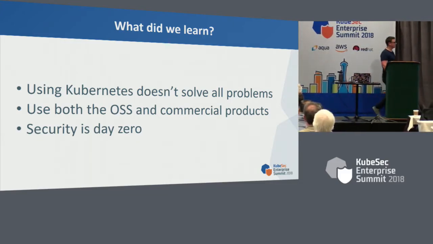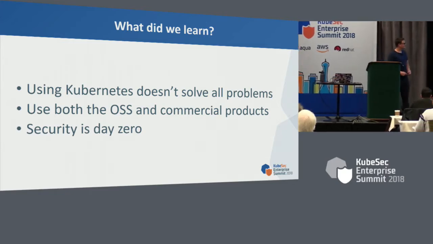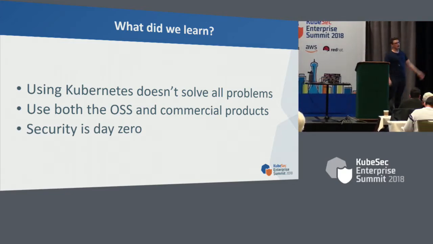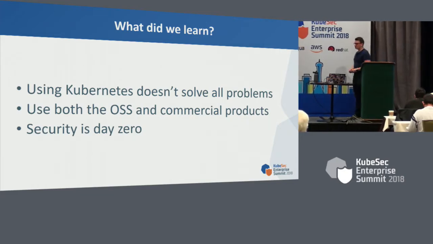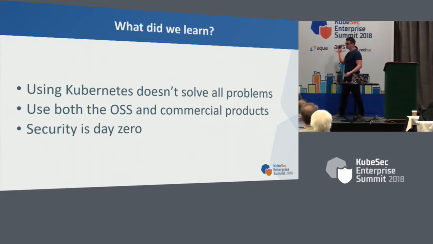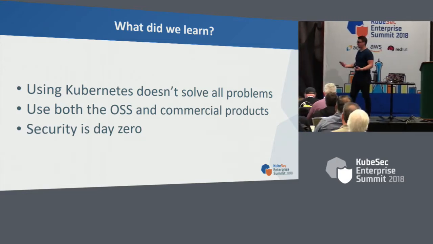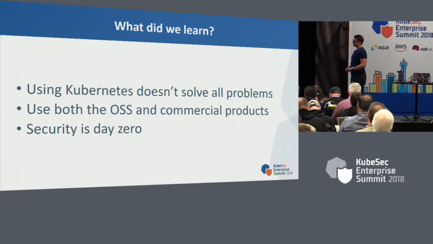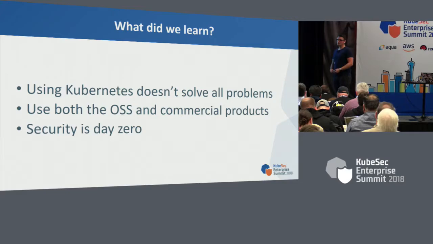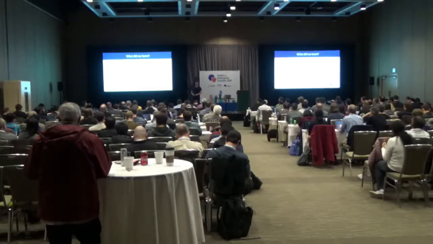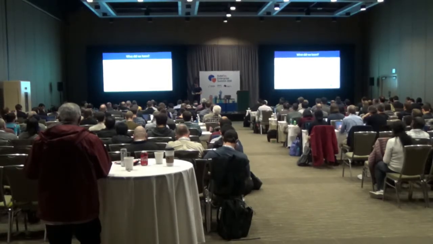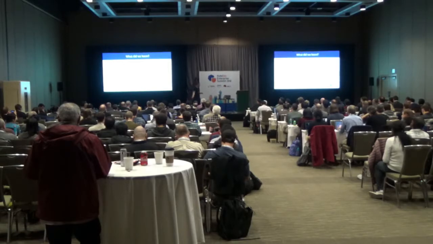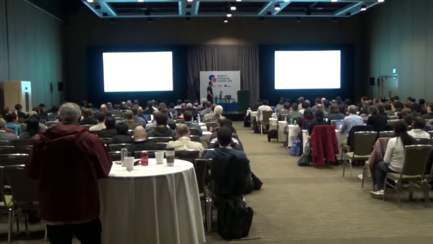Use open source and commercial products to solve some of these things. There are a ton out there. You can search GitHub and you will find tons of great tools. Aqua has a bunch of them. It's fantastic. And then, as AWS always says, security is day zero, and you should be treating your security this way too. So really, really start thinking about it that way. That's pretty much my talk. Anybody have any questions?